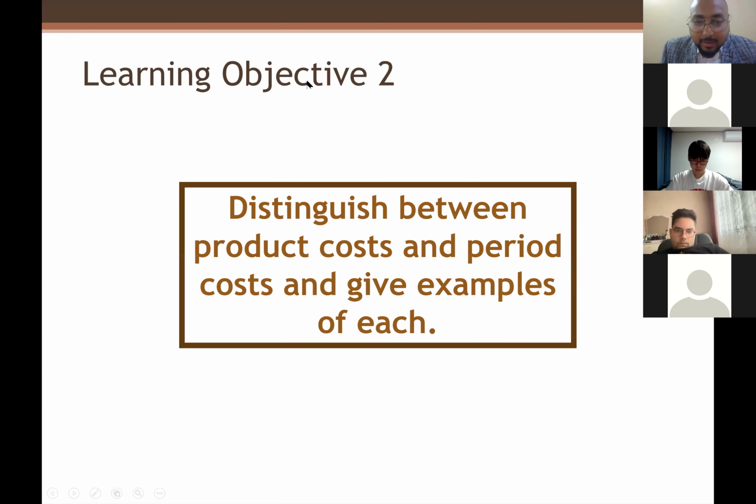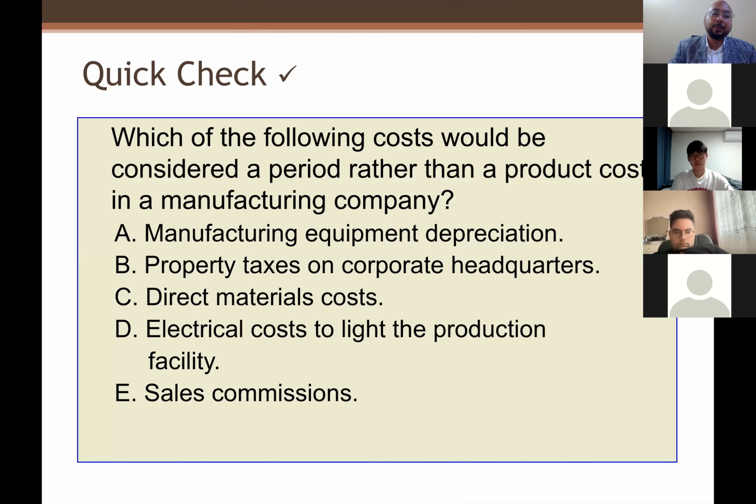Okay, our second learning objective: distinguish between product cost and period cost, and give examples. Up till now, what we have discussed is cost based on manufacturing, right? So we have manufacturing cost and non-manufacturing cost. And now, cost based on product and period. Here we go. So we have the example here.